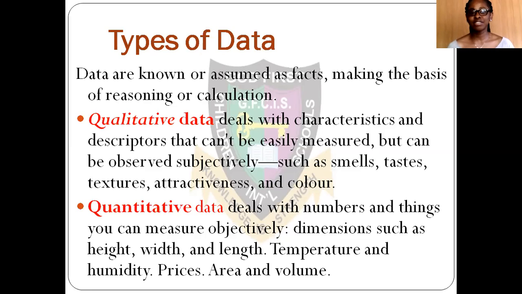And quantitative data are data that can be seen and can also be measured objectively. We have the dimensions such as height, width, length. We also have our prices. You can see the value of what you want to make exchange of. That's why you can purchase it with the price tag.